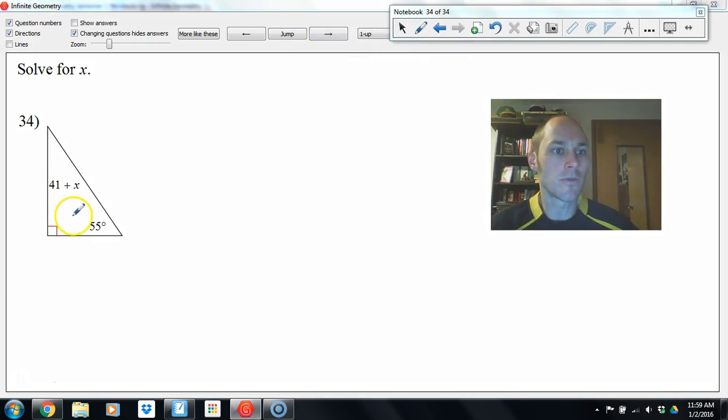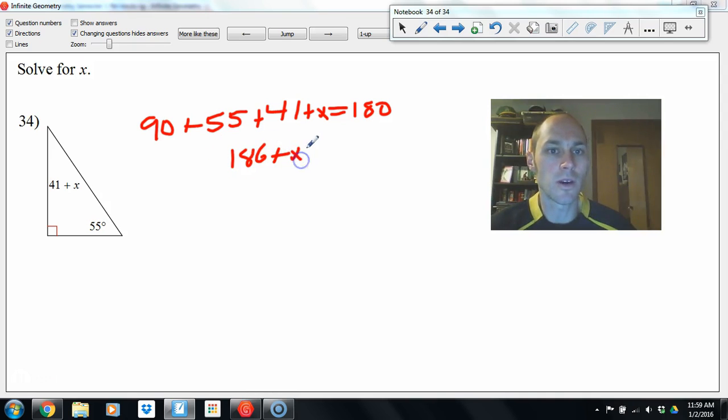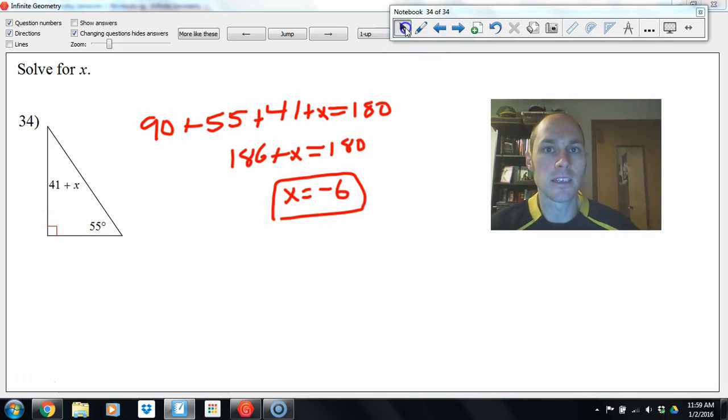Same thing for the next triangle, solve for x. So I know that I have 3 angles in a triangle, 90 plus 55 plus 41 plus x, and those will add up to 180. So the sum of the angles in a triangle is 180 degrees. So 55 plus 41 is 96, plus 90 is 186, plus x equals 180. So subtract 186 from 180, x is negative 6, which would make this angle 35, plus 55 plus 90 is 180. But all we want is x for the solution here.